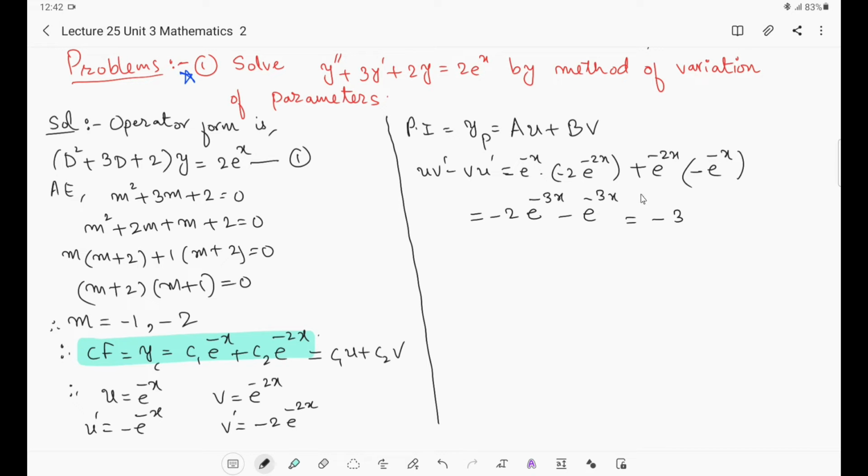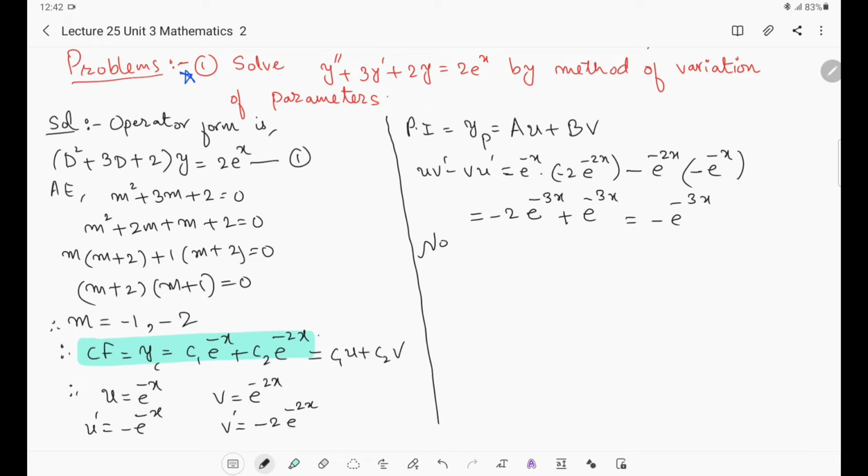You see here, I wrote plus here, which is minus. Actually this will be minus. So this will become plus now. Then what will happen? Minus 2 into e power minus 3x plus e power minus 3x. So what will happen? This will be minus e power minus 3x, we will get as u v dash minus v u dash.